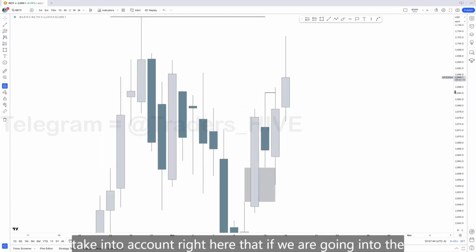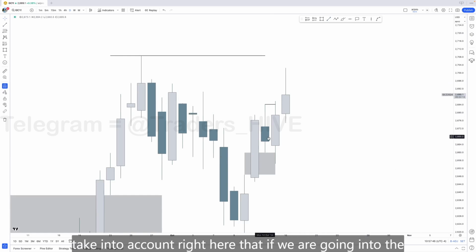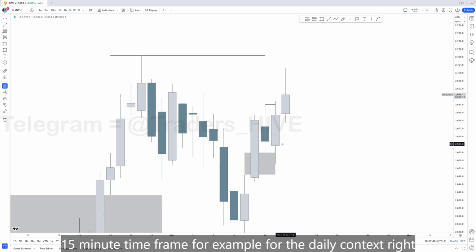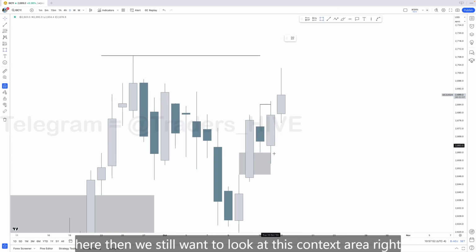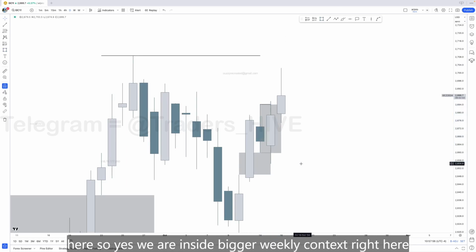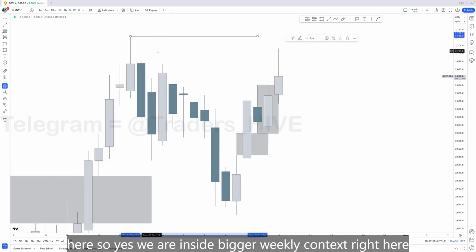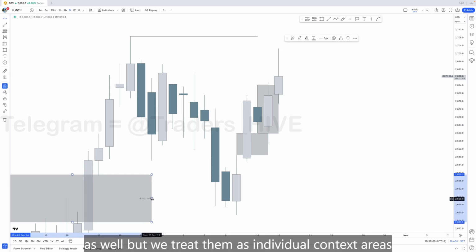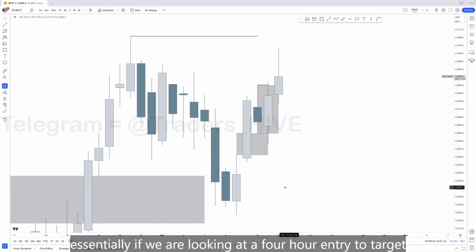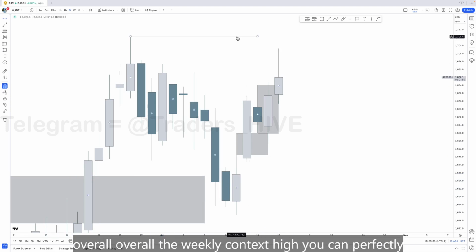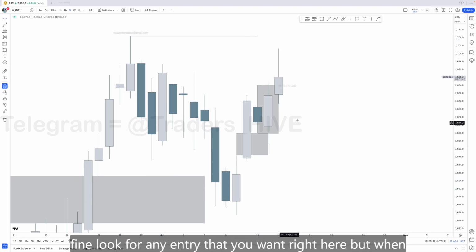Now, it's important to take into account right here that if we are going into the 15-minute time frame, for example, for the daily context right here, then we still want to look at this context area right here. So yes, we are inside bigger weekly context right here as well, but we treat them as individual context areas essentially. If we are looking at a 4-hour entry to target overall the weekly context high, you can perfectly fine look for any entry that you want right here.